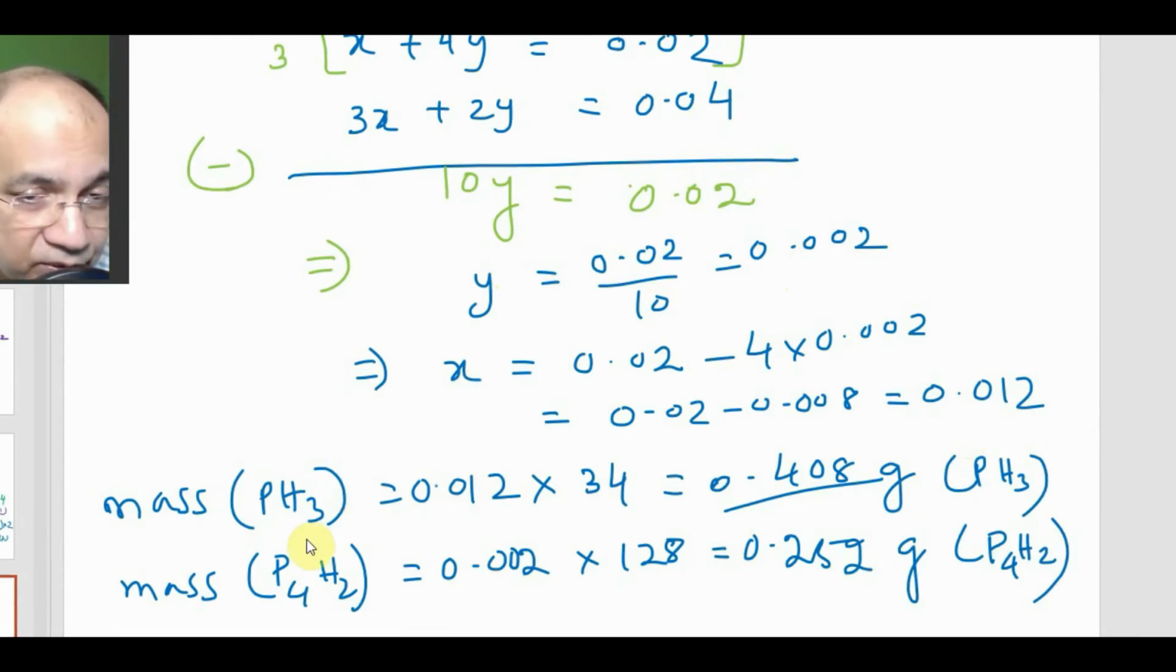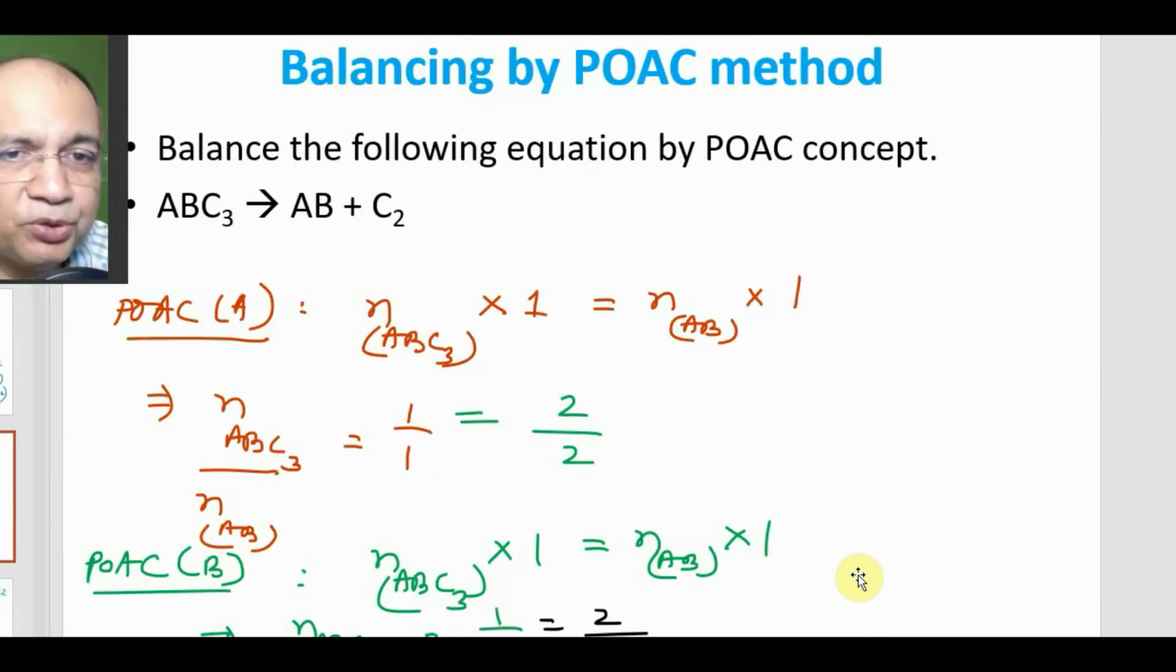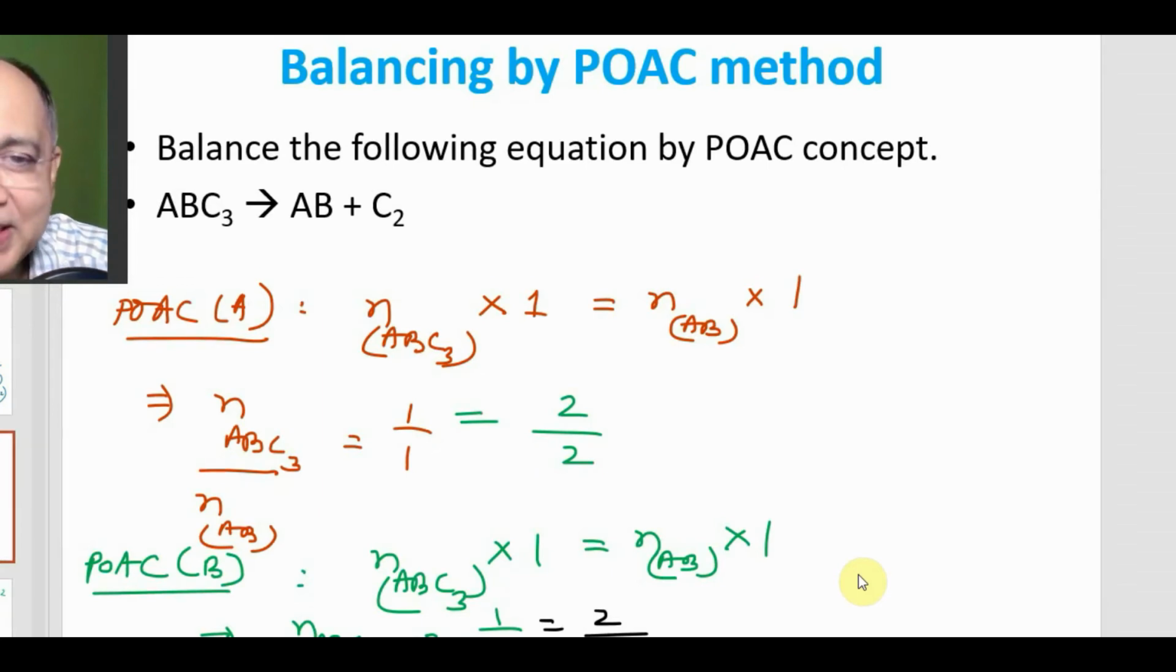So we have converted them into their masses. This into 34 is its molecular mass, and this into 128 is its molecular mass. We got their masses, right? So I think the POAC method is more suitable than balancing, because with balancing you will lose more time. Even just for fun, let us see that this method can also be used to find the coefficients, that is, to balance the equation.